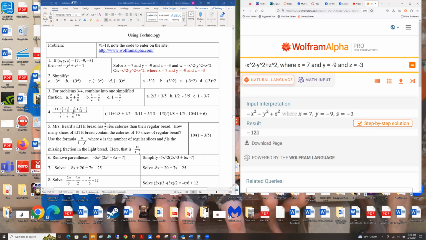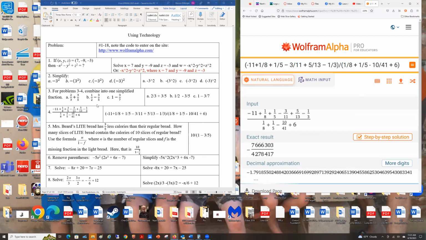I put number 4 in here because I simply wanted you to see the absolute power of technology as far as speed goes. I'm going to give you a ridiculous fraction here. This is pretty ridiculous. And it turns out no one wants to work this by hand. I have never worked it by hand. I could, I don't want to. It's a waste of time. But you see how the exact result is kind of tricky. All right.